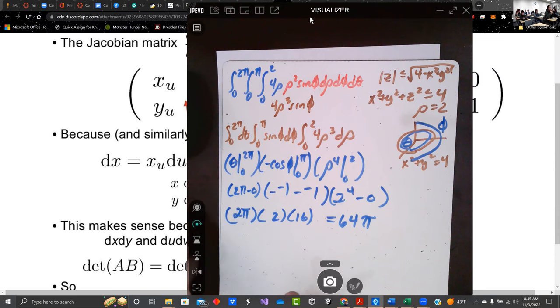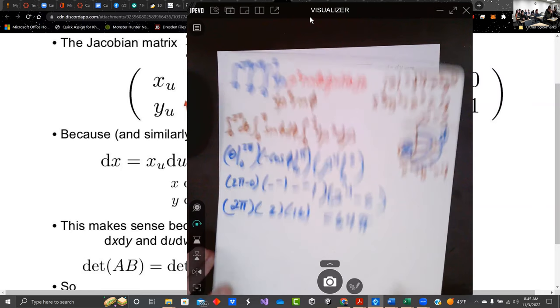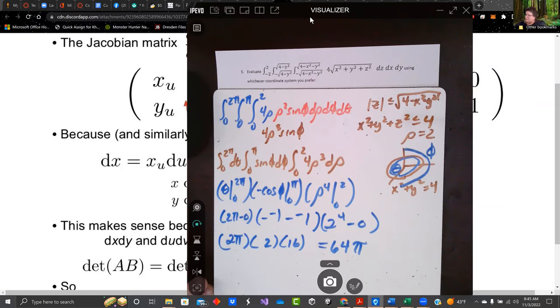Say on the test you're just being difficult, and you decided to use rectangular. Is it even possible to do this in rectangular? Yeah, I think that's rectangular. It just will be a pain. It would be a pain, but I think it's doable. Well, I don't know.